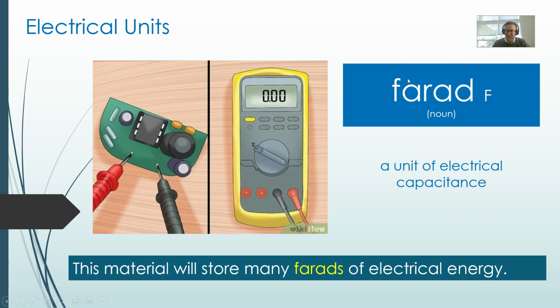Now farad is quite easy to spell, but it's one R. Some people might think it's two R, but it's not. And the D at the end is quite soft, farad, farad. And you can also write capital F for the symbol.